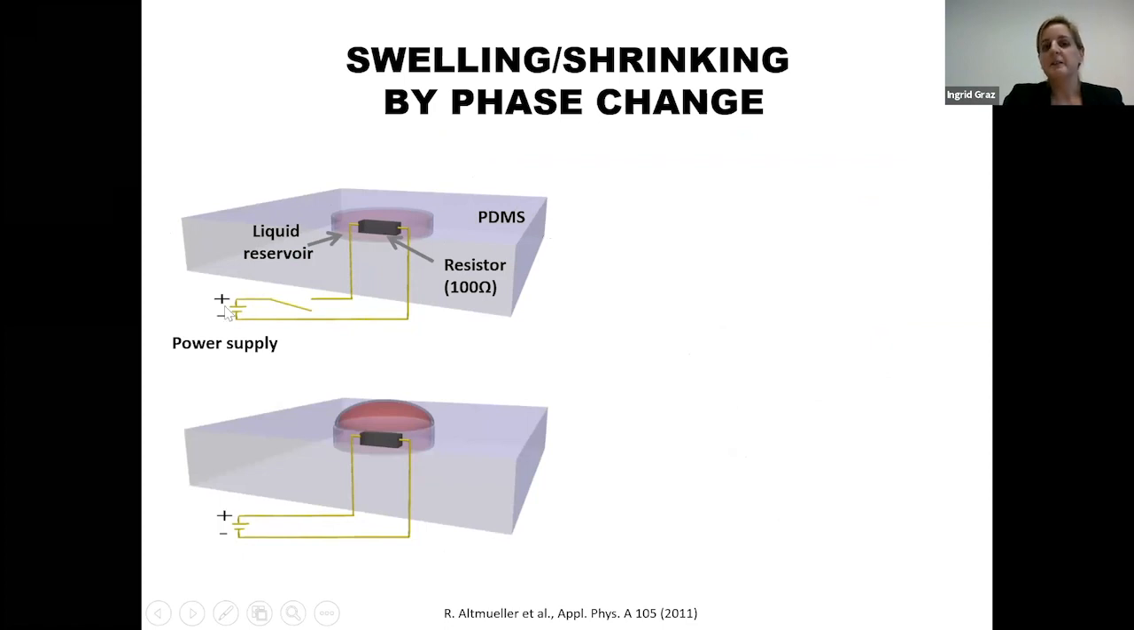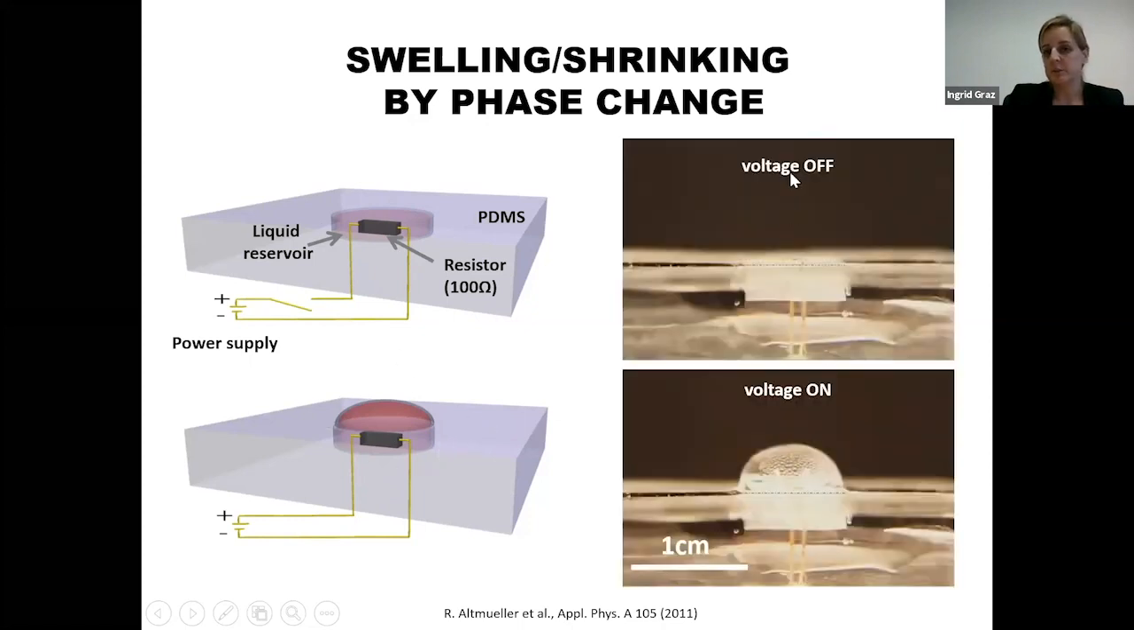Then we supply power to our resistor, and we heat the low boiling point liquid that's filled in the liquid reservoir, and it starts to evaporate. The pressure increases, the volume increases, and we have a deflection of the membrane on top. So we achieve a volume change of about 200–300%. And this is nice by itself.